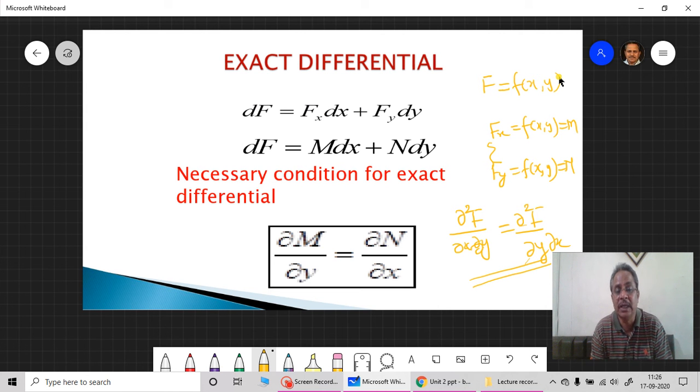So the differential of m with respect to y is nothing but delta square f upon delta y into delta x, and the differential of n with respect to x is delta square f upon delta x into delta y, because n itself is delta f upon delta y. These are mixed second order partial derivatives, and if they are equal, then the given df is said to be an exact differential, provided this condition is satisfied. We are supposed to use this condition further.